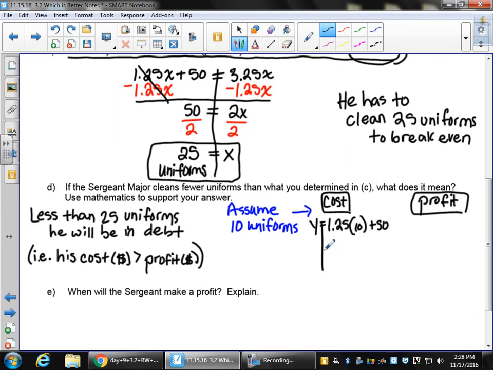1.25 times 10 in your calculators, or move the decimal point, is 12.5, plus 50, $62.50. So that is how much it costs him to clean that many uniforms. His profit, y equals 3.25 times 10. Again, use your calculator or move the decimal point, 32.50.